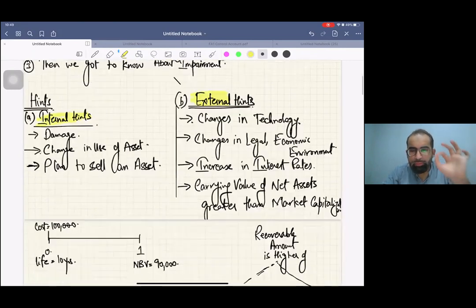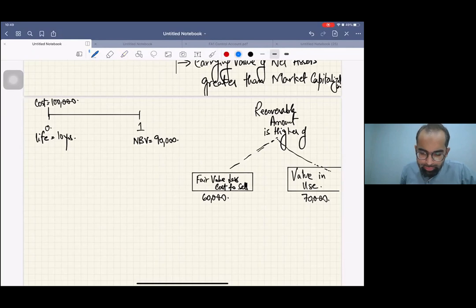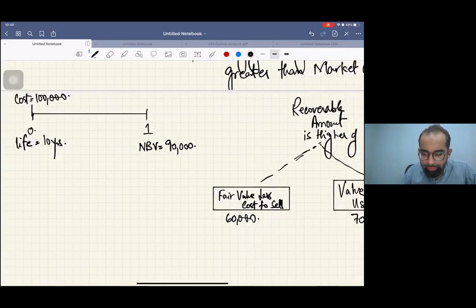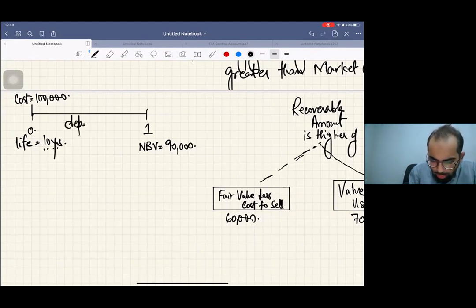Now, first of all, let me solve a practical question for you so that you understand this whole cycle. Okay, let's start. For example, you bought a non-current asset at year zero, look at the screen, for 100,000, and the life of this non-current asset is 10 years, right? Okay, now you need to depreciate it because the life is finite. You have a life of 10 years and 100,000 is the cost and no scrap value is written. So simply depreciate it over 10 years. So 100,000 divided by 10 years will give you depreciation of 10,000.